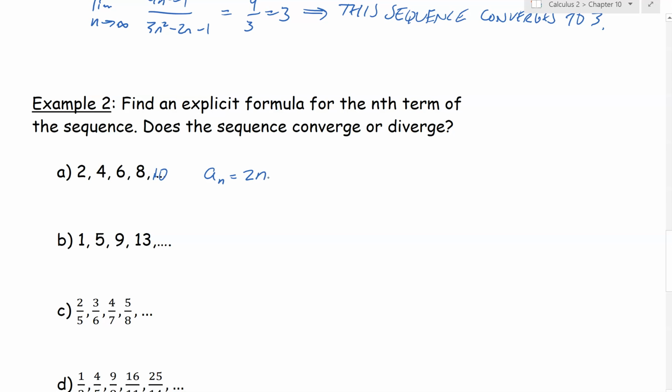When n is 1, we get 2 times 1, which is 2. When n is 2, we get 2 times 2, which is 4. When n is 3, we get 2 times 3, which is 6, and that fits our sequence exactly. So our explicit formula would be a sub n is equal to 2n.